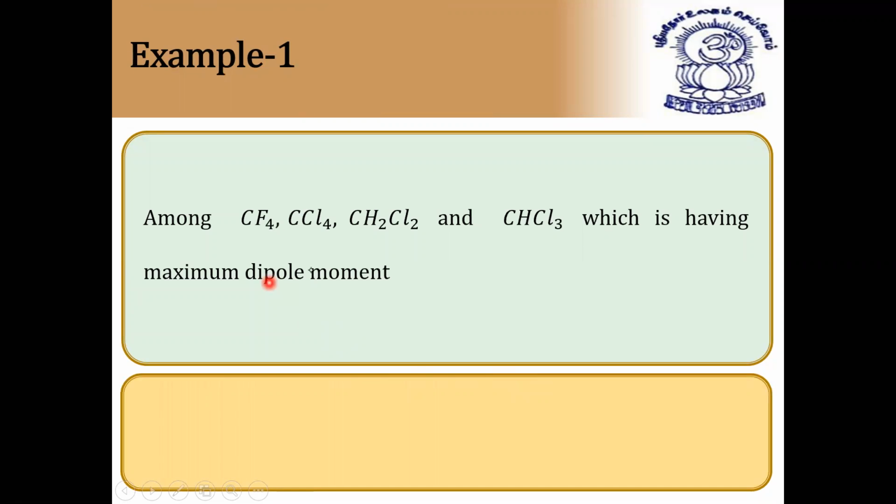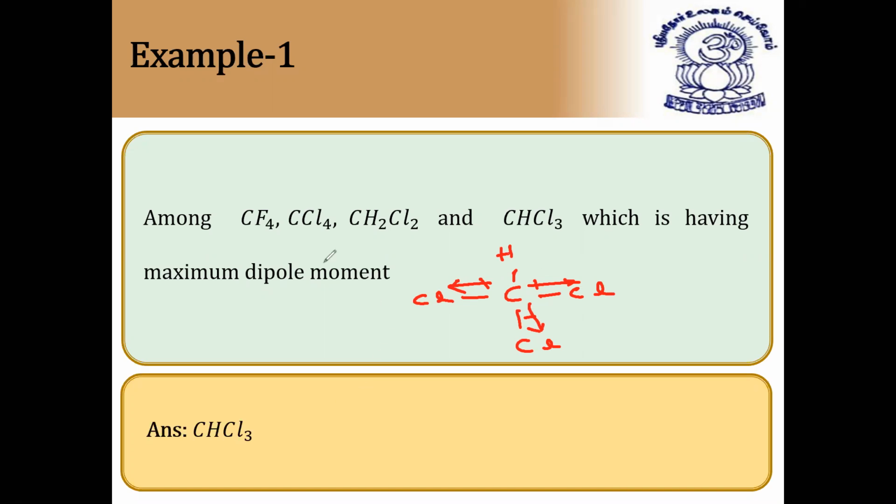Let us see among CF4, CCl4, CH2Cl2, and CHCl3, which is having the maximum dipole moment. Dipole moment exists only between electronegative and electropositive atoms. So CHCl3, because it has carbon, hydrogen, chlorine, chlorine, and chlorine. There exists a dipole moment between this carbon and each chlorine, a similar dipole moment. Opposite dipoles cancel out, but here a net dipole moment exists.